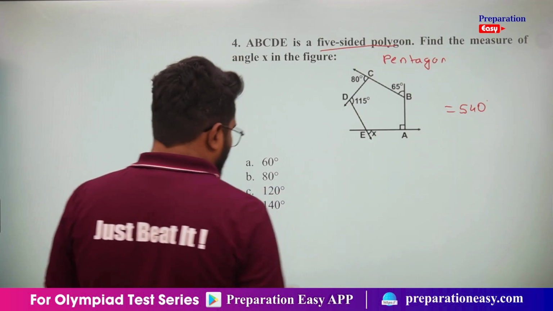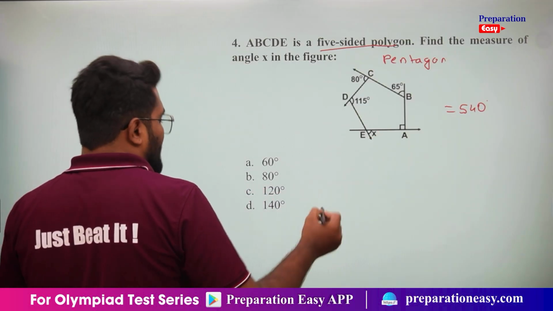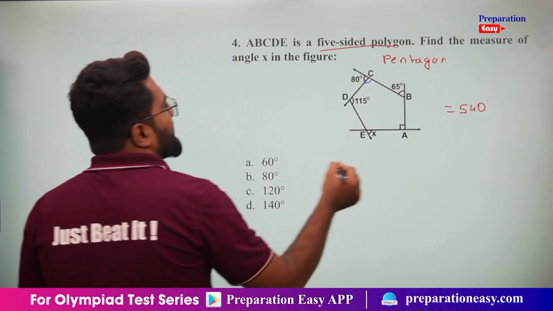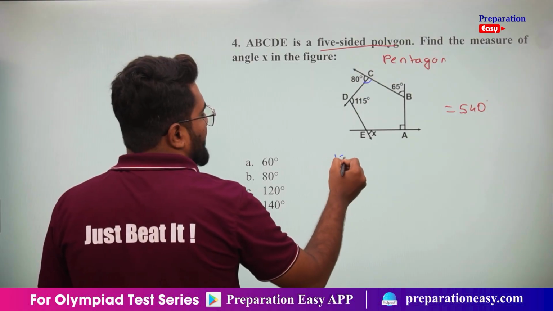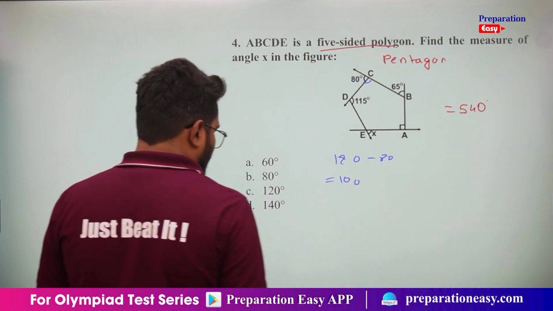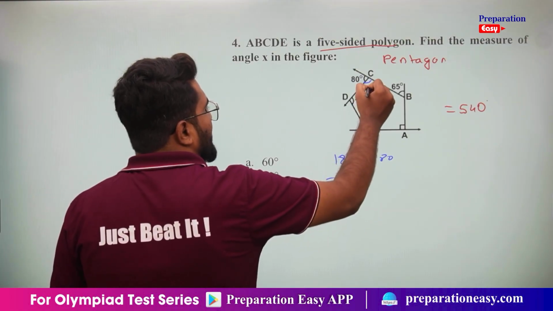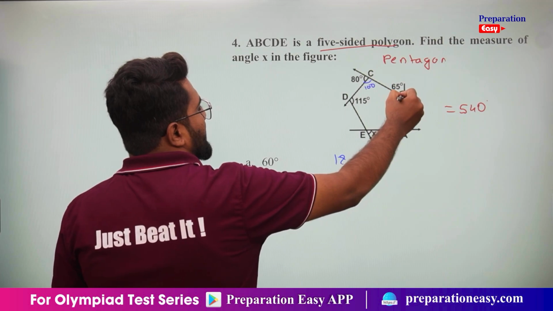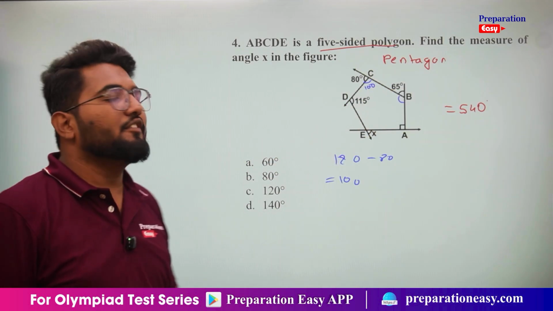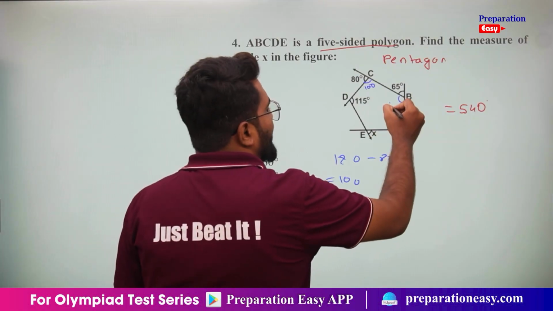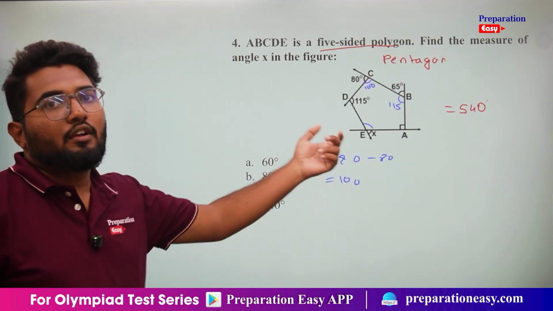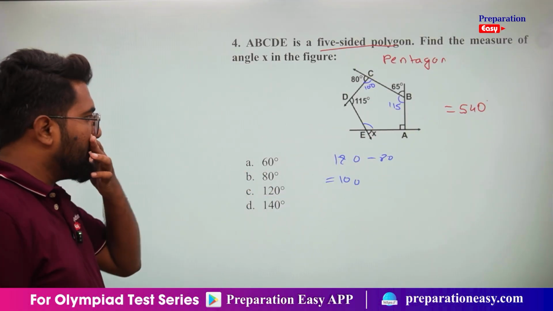Okay, let's move towards the next one. First we have to find some angles. We have to find this angle. This is a straight line, so 180 minus 80 becomes 100. So we got the first angle, 100. Similarly, we can find this one. AB is a straight line, so this is 65, and then it becomes 115. Then we have to find the supplementary of x.